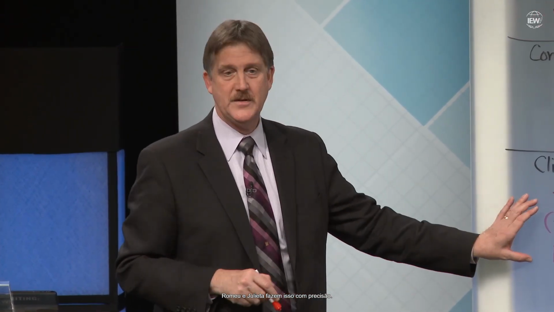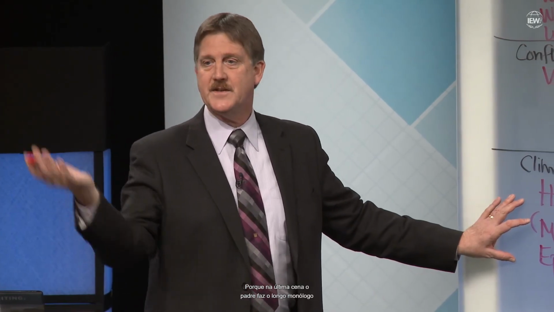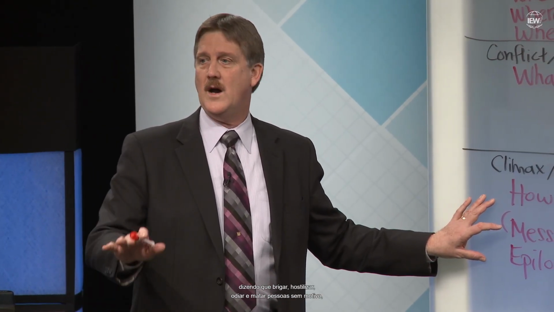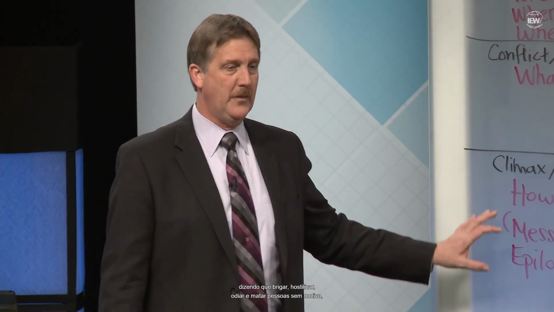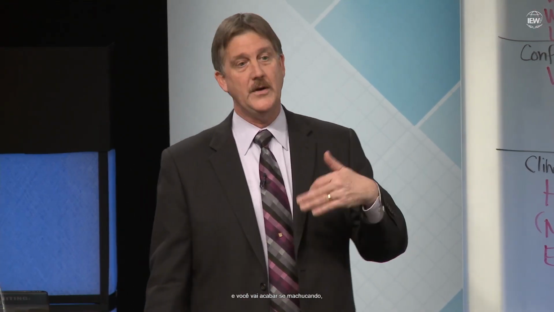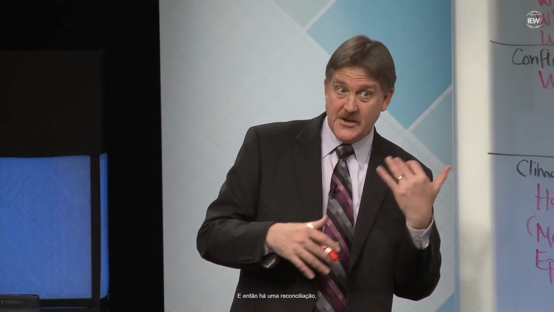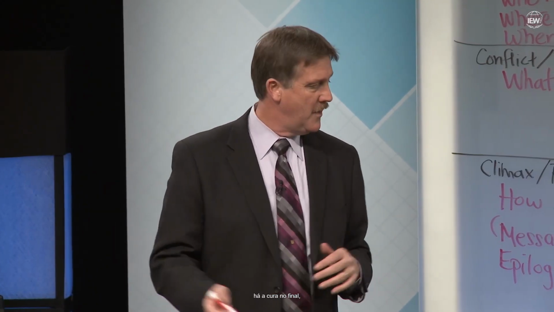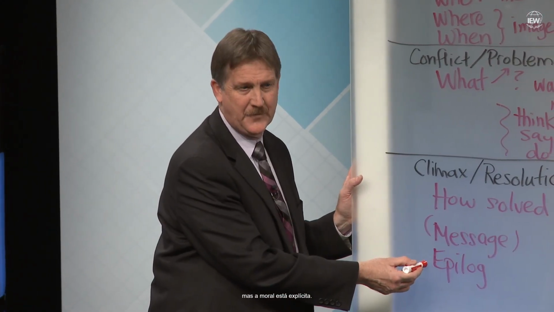Romeo and Juliet does that very precisely, because in the last scene, the priest gives a great long soliloquy on why fighting, feuding, hating, killing other people for no apparent reasons is likely to backfire, and you're only going to end up hurting yourself, which is what happened to you because your kids are dead, so ha-ha. So then there's reconciliation, there's healing at the end, but there is kind of an explicit message.